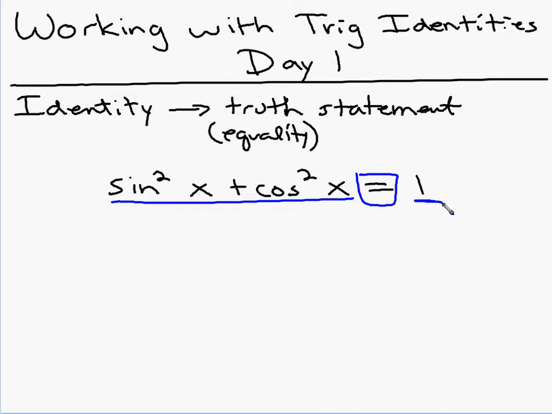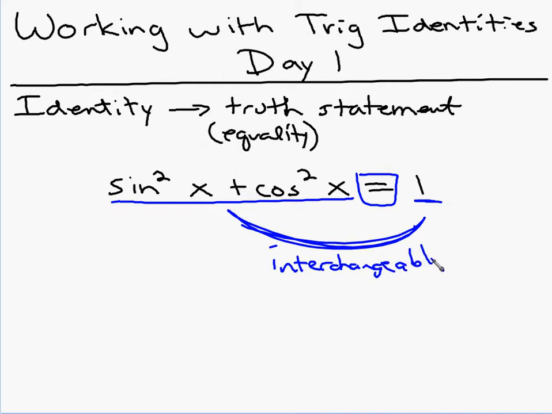Now, why am I emphasizing that? It means that these two are interchangeable. Anywhere I see a sine squared x plus cosine squared x, I could replace it with a 1. Okay? So this equal sign, when we're working with trig identities, becomes very important because we have to understand that this left side over here is the same thing as this side. That means I can replace one with the other.